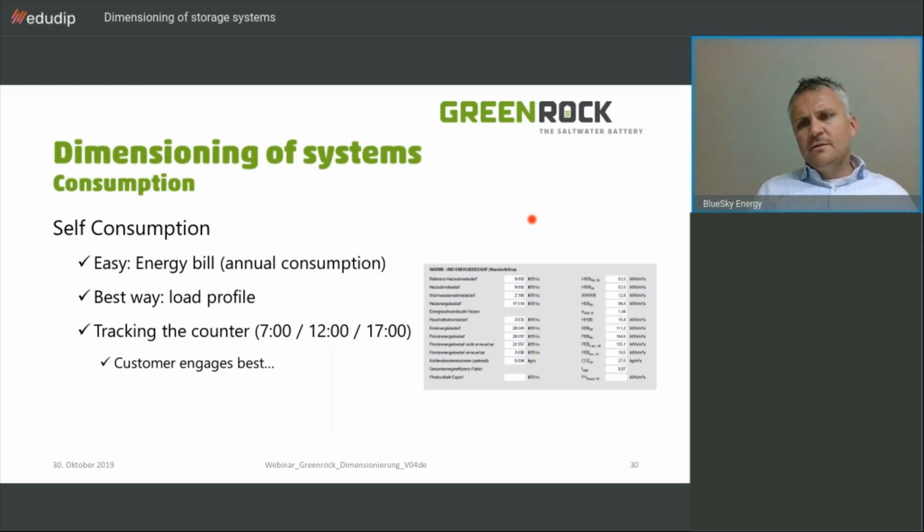So how do we get the information from the energy consumptions? And that is always a little bit the tricky part when we are coming to a new customer and said, look, how big should the photovoltaic be? How big should the consumption be?